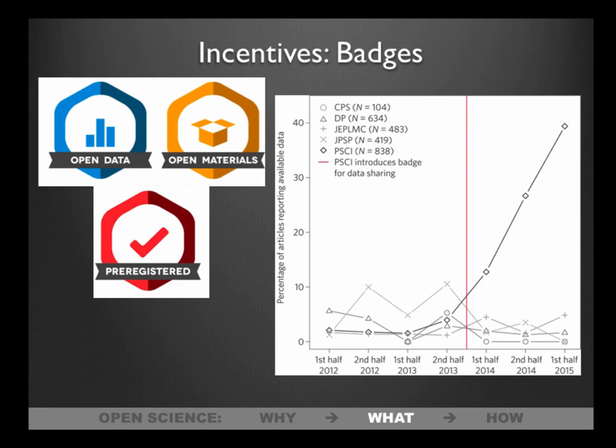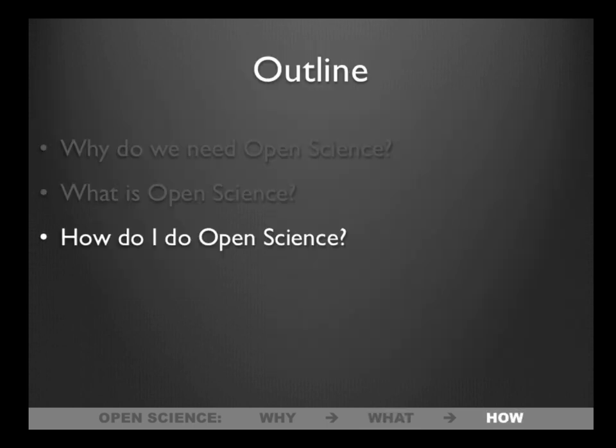And I didn't talk much about pre-registration, but that is the idea that you actually go to a journal and say, this is the study I'm going to do, before you do it. And that sort of prevents you from changing the hypotheses or changing the studies halfway through, which I think we've all been tempted to do at some point.